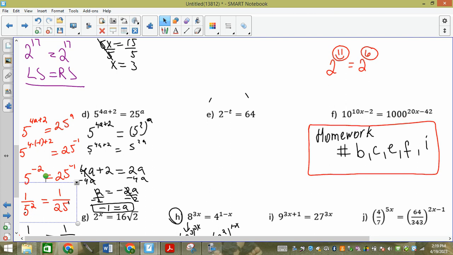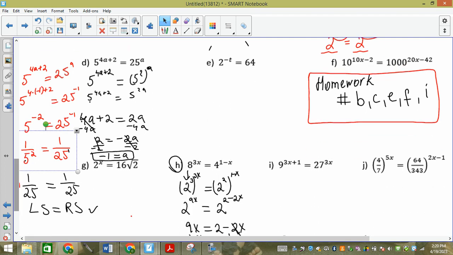So if I had 2 to the 4 equals 2 to the m, what would m have to be? 4, right? If we make these the same, then our exponents need to be the same. That's why we're always making our bases the same, but smallest. Like, if I could make 2 be 64, I'm not going to do that. I'm going to make 64 be base 2. I'm always making them smaller bases, right?